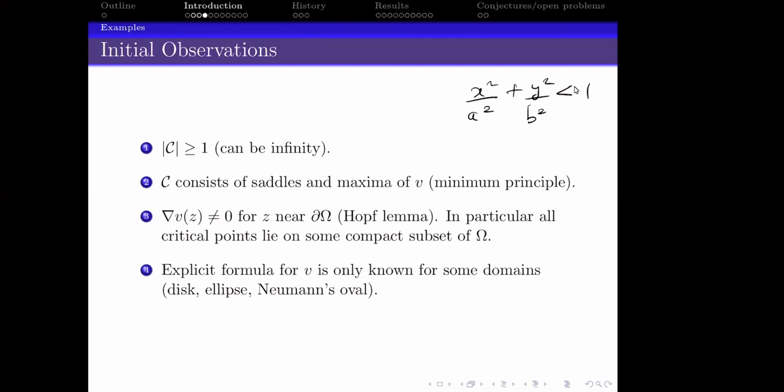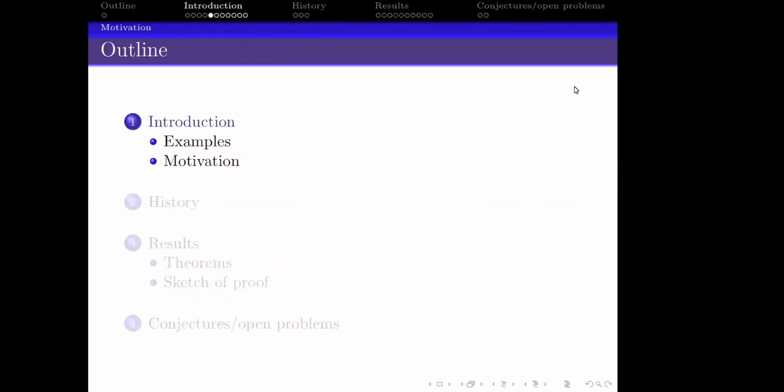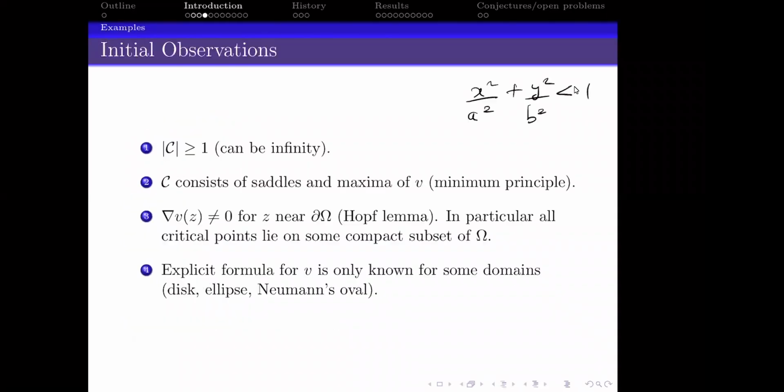Okay, yeah. And there is a domain later on I will introduce called the Neumann's Oval, which is very famous in approximation theory. So that one also there is an explicit formula for this, but in general it's not available. So how does one get a handle on the set of critical points? So okay, let me mention one thing.